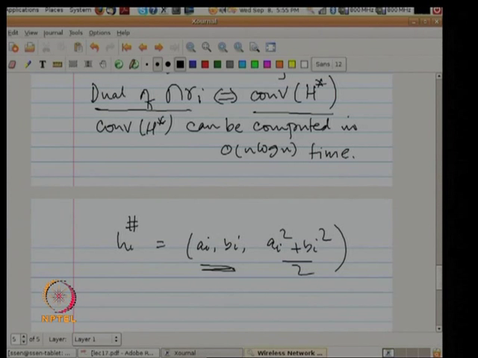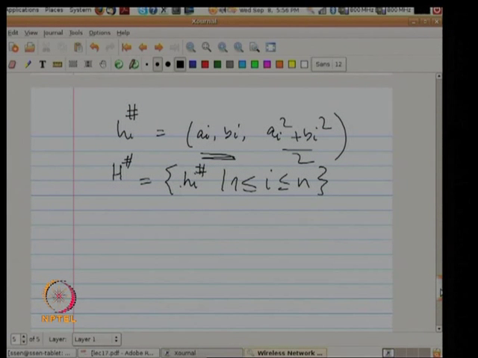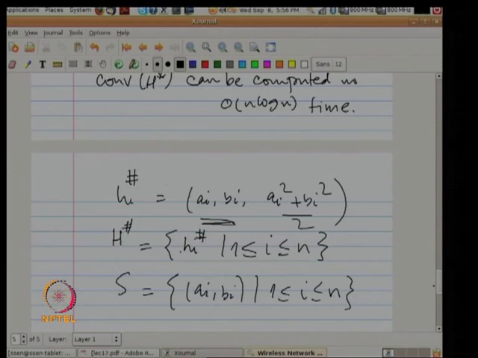So, what happened? If I define H sharp, and remember, what was set S? S was, to remind you, a_i, b_i. So, if you look at the set S and H sharp, the x and y coordinates are the same. S was a set of points in 2D and H sharp is a set of points in 3D, but the x, y coordinates are the same, but they have only a z coordinate. So, how do you get H sharp from S?